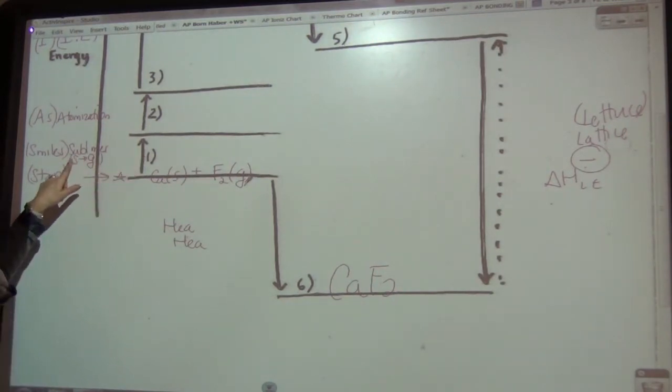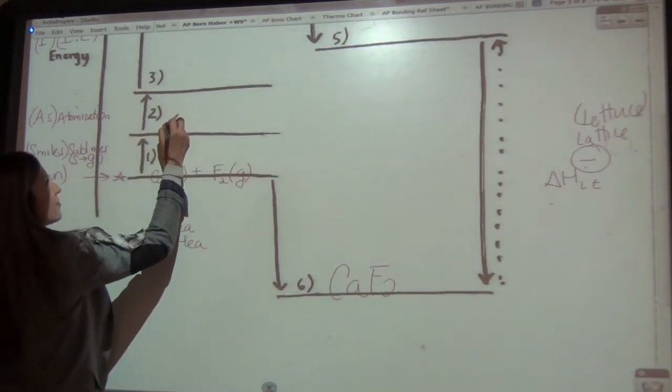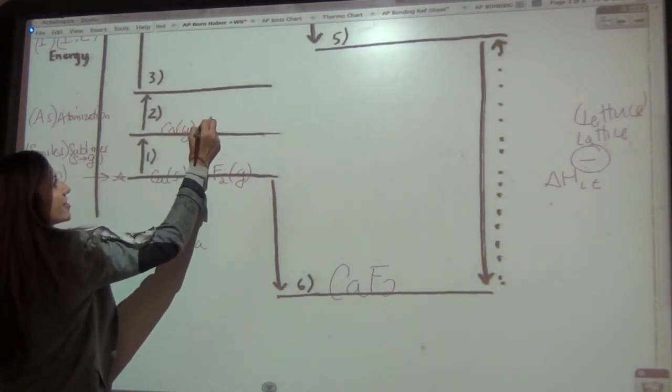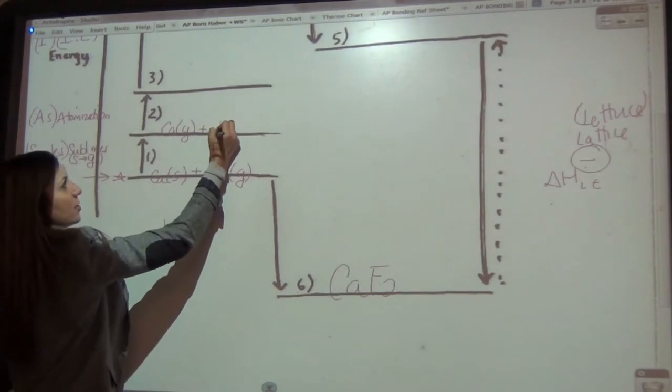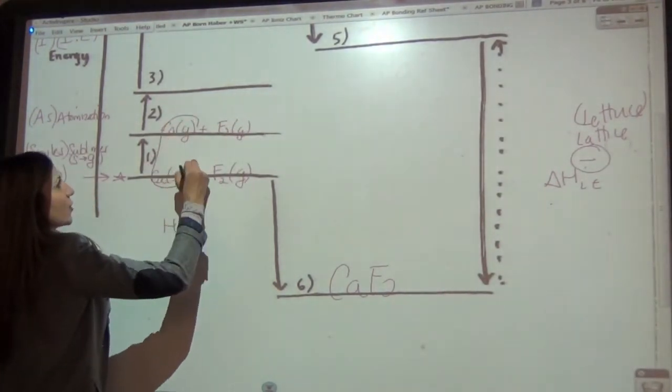Next thing, we're going to sublime it. What happens in sublimation? Solid turns to gas. So I'm going to have this calcium turning into a gas, and nothing is going to happen to my fluorine. So plus F2 gas, and here is my change right here.